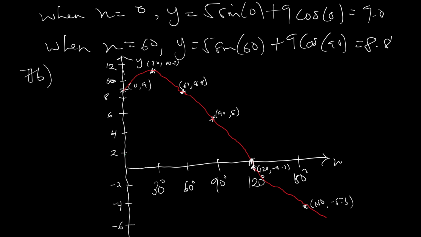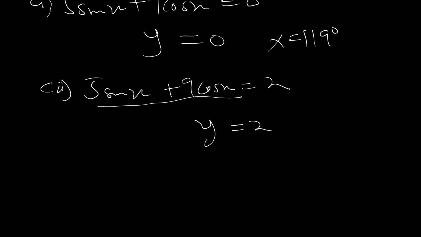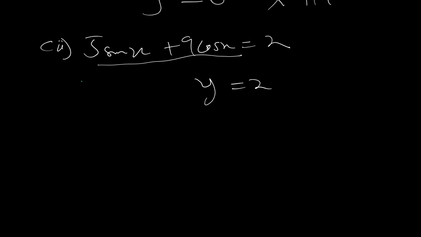So we make a line from y equal to 2 to touch the curve. And it touches the curve at x equal to 110. So when y is equal to 2, x is equal to 110 degrees.